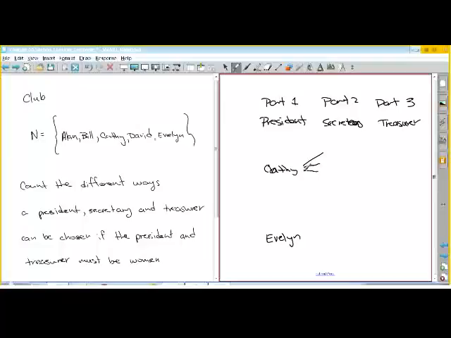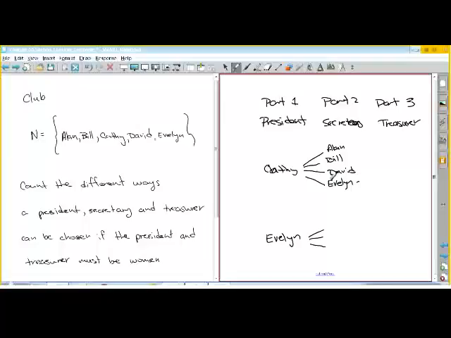Now, when we go to pick secretary, Kathy can't be chosen as secretary because she's already been chosen, just like before. And the same is true. So what we'd have is Alan, Bill, David, and you might be tempted to put Evelyn here. But why can't I put Evelyn? It doesn't say I can't have a woman as secretary.